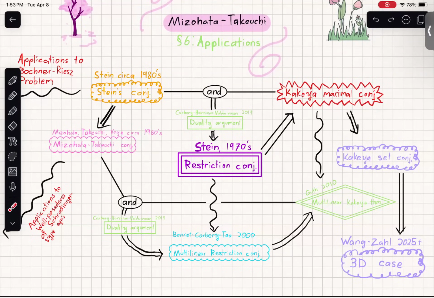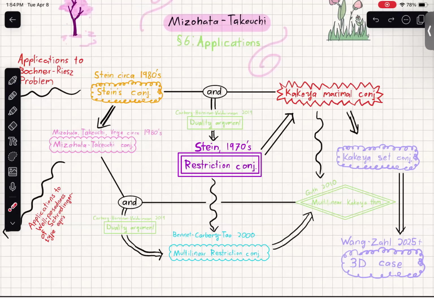One reason why the Mizohata-Takeuchi conjecture is useful is that it tells us the Fourier transform is bounded by tubes, and if we can bound how tubes intersect, then we can prove things like multilinear restriction using multilinear Kakeya, where we can prove restriction using Kakeya. I think that was pointed out in a paper by Tony Carbery and Hänninen and Bourgain. I don't know their first names. And using this duality argument from functional analysis.